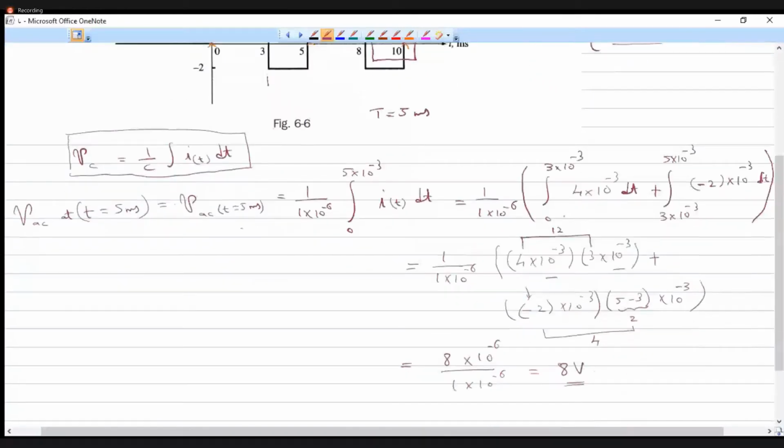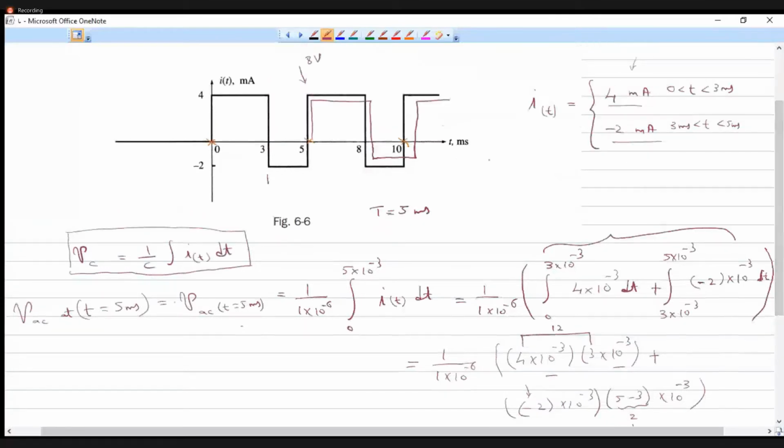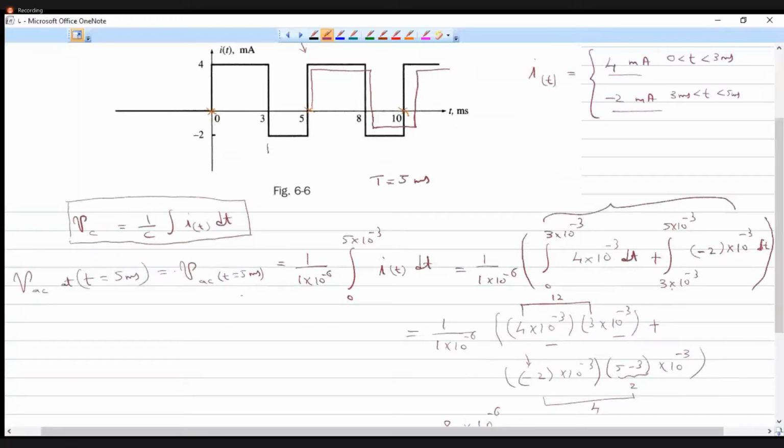I will give one clue. You can look at this expression and you can make some guess. So if I take another time period, what will happen? I will have one more integral here, right? I have integrated from 0 to 3 millisecond, then 3 to 5 millisecond. One more time period of oscillation is happening here. So I will have one more integral that is going to range from 5 millisecond to 8 millisecond. In that case, I have to again integrate it with respect to this. So integral from 5 millisecond to 8 millisecond, 4 into 10 power minus 3 dt.